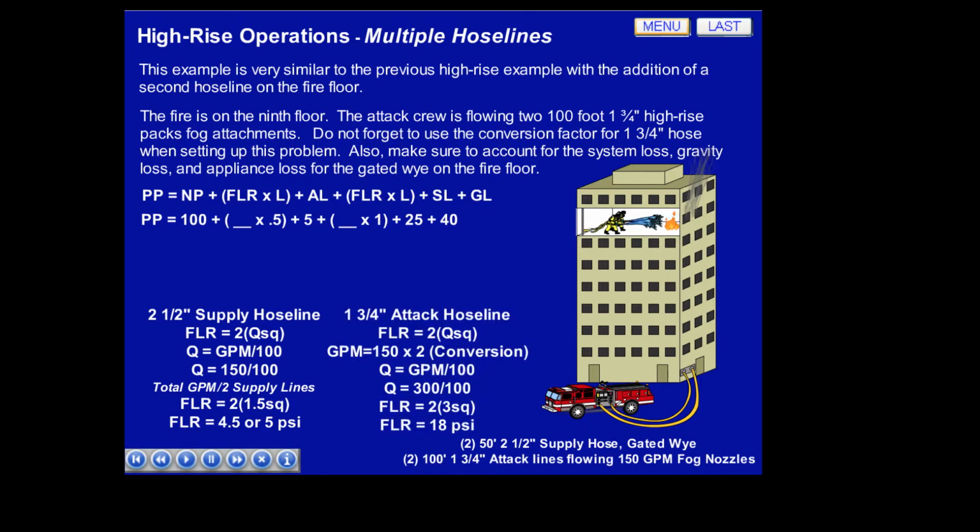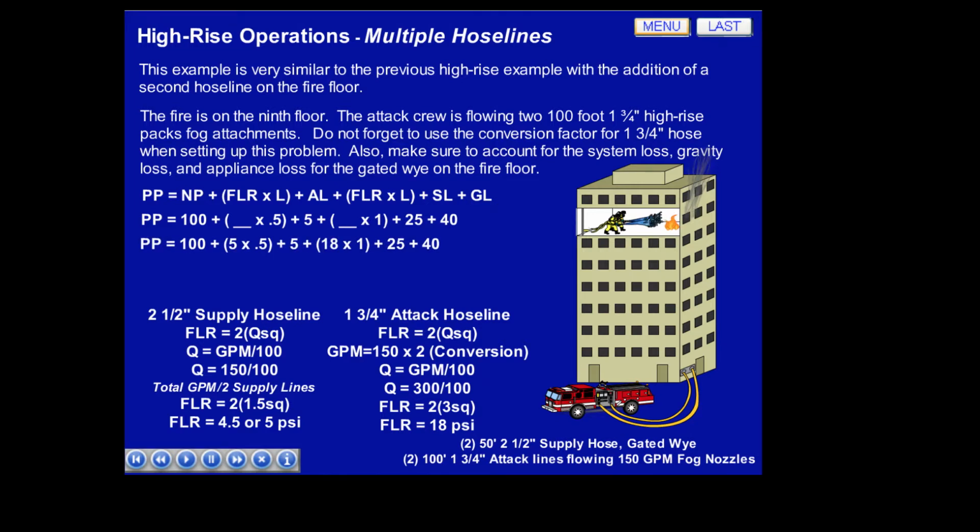To determine the 1.75-inch attack hose line, we'll use FLR equals 2Q squared, where GPM equals 150 times 2 for the conversion factor of 1.75-inch hose. So Q equals GPM divided by 100, in this case 300 divided by 100, which equals 2 times 3 squared, where the friction loss rate then equals 18 psi per length of 100 feet of hose.